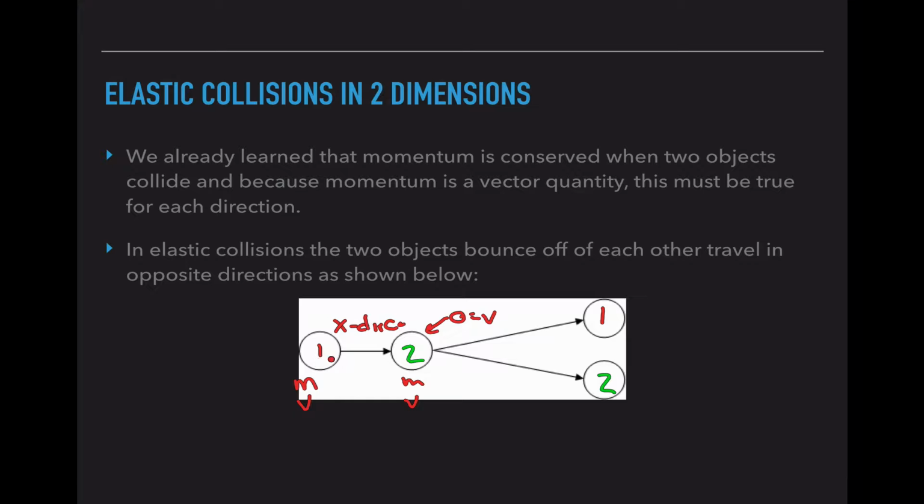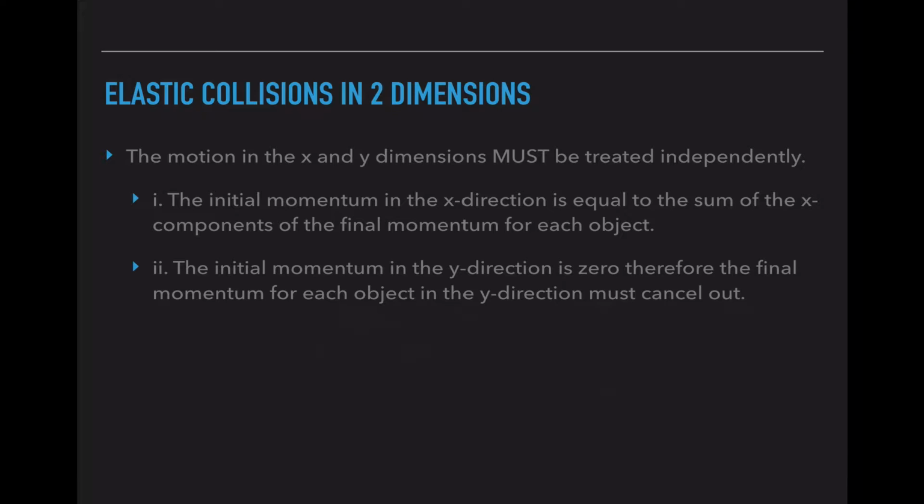Billiard ball number 1 moves in the x direction only. Billiard ball number 2 always starts from a velocity of 0. Motion in the x and the y dimensions must be treated independently, just like they have in the past. The first bullet point is kind of a mouthful. The initial momentum in the x direction is equal to the sum of the x components of the final momentum for each object. So essentially, the initial momentum of the first billiard ball is equal to the x components of both balls after the collision. The initial momentum in the y direction is 0, therefore the final momentums for each object must cancel each other out. If one is positive 2, the other one has to be negative 2.